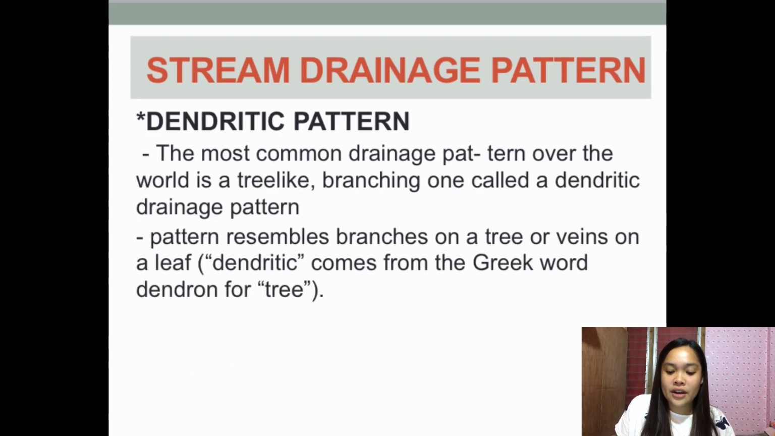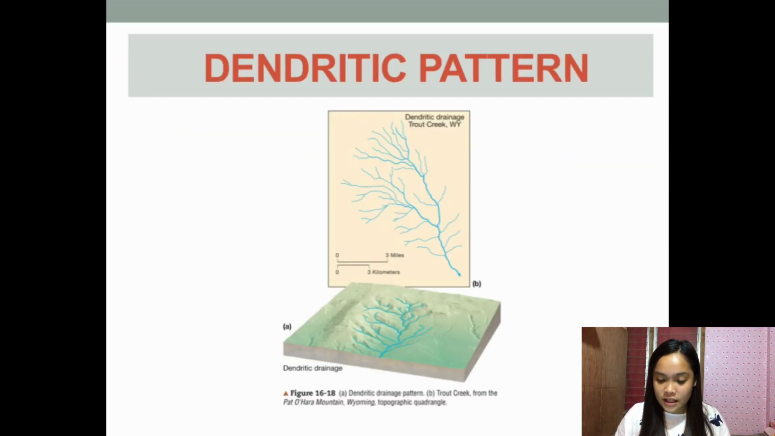Stream drainage pattern. Under this is the dendritic pattern. This is the most common drainage pattern over the world, and it is formed as a tree-like branching one called a dendritic drainage pattern. This pattern resembles branches on a tree or veins on a leaf. Dendritic comes from the Greek word dendron, which means a tree. You can see the dendritic pattern in the picture above.